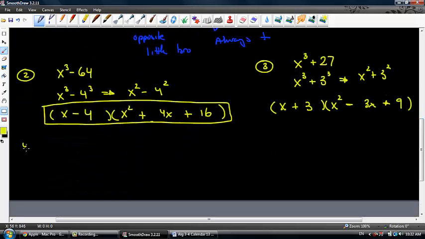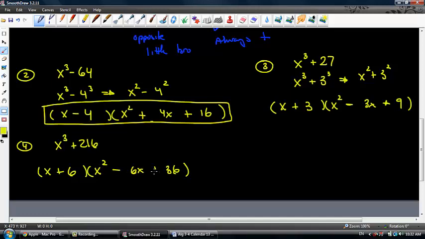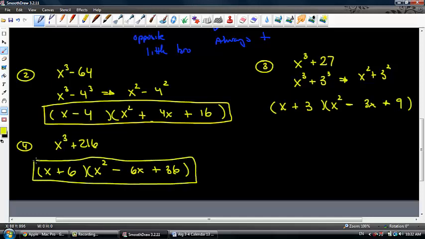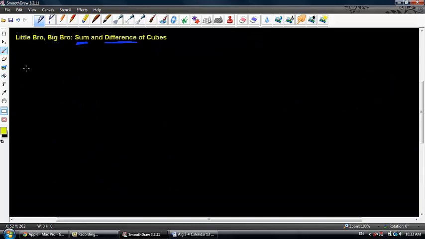See if I can do this one faster without you guys hopefully getting messed up here. X to the third plus 216. The only tricky part about this is knowing what 216 is in terms of something being cubed. It would be x plus 6. And this is x squared, 36, 6x, opposite, positive. Done. And done.